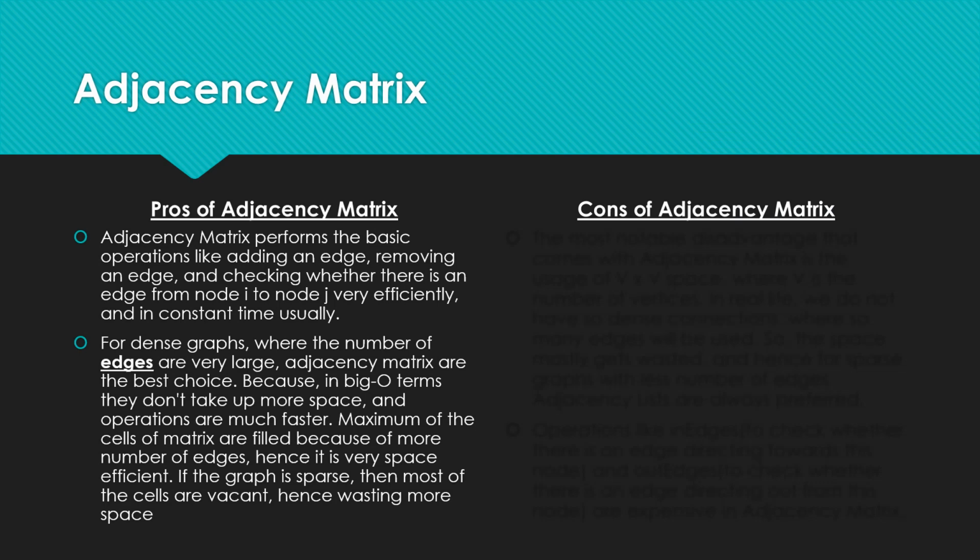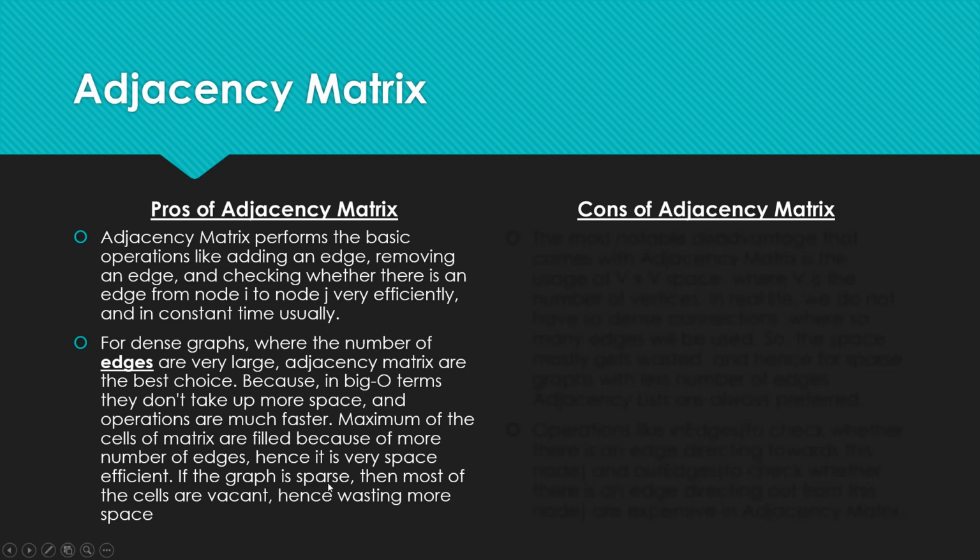Second pro, for the dense graph where the number of edges is large, the adjacency matrix is really suitable, because in big O notation it doesn't take up more space, since the space already exists. We're not going to use any extra space other than the 2D array. And the operations are much faster because they run in O(1). And the maximum number of cells of the matrix are filled because of the larger number of edges. So basically, it is very space efficient because we already have the values inserted, whether it was 0 or 1, so we're not going to use any extra space.